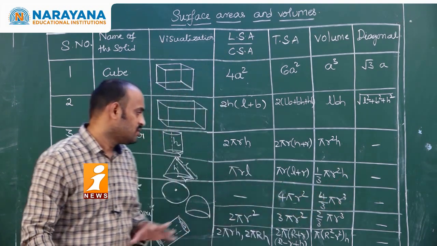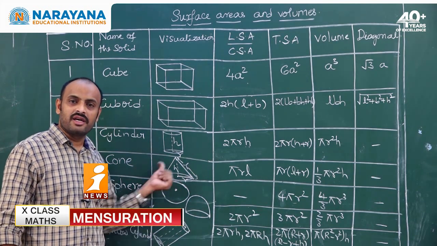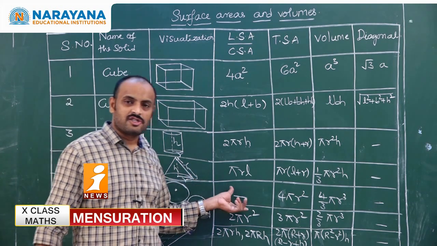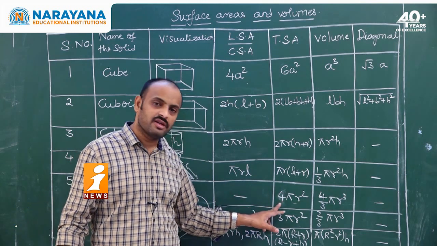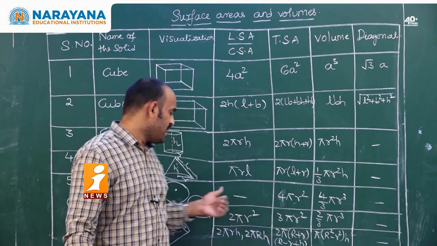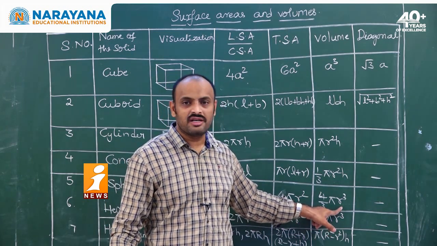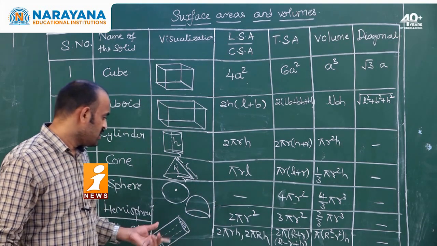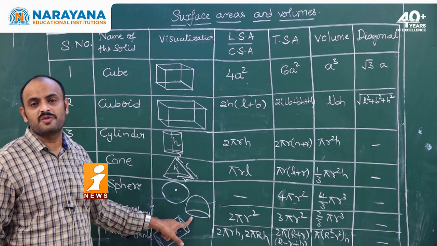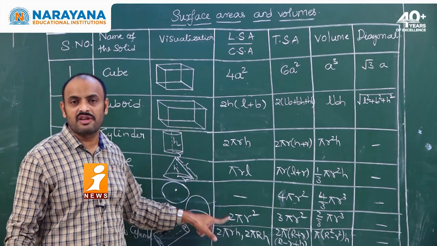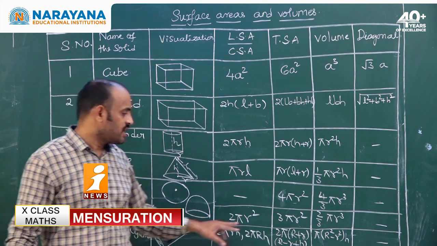Next comes sphere. As the sphere is a single surface, its total surface area and lateral surface area are the same: 4 pi r square. Its volume is 4 by 3 pi r cube, where r is the radius of the sphere. Next comes hemisphere. The CSA of the hemisphere is 2 pi r square, curved surface area, where r is the radius of the sphere.